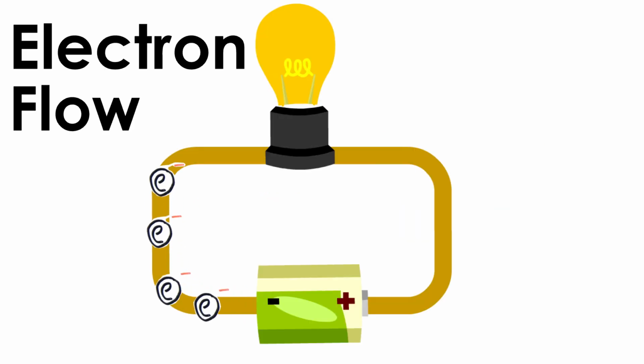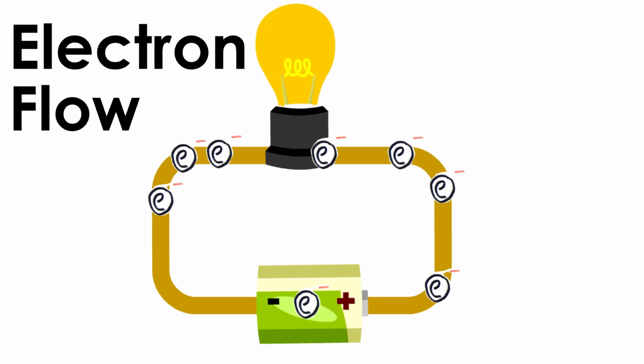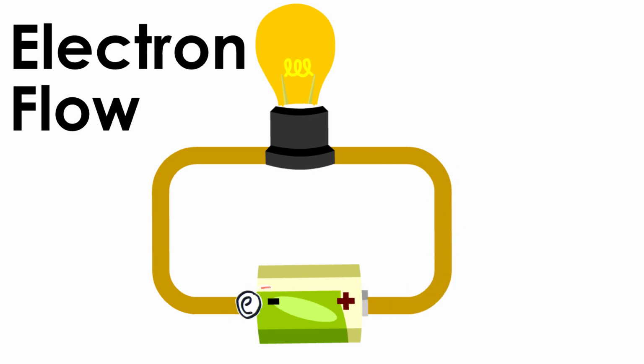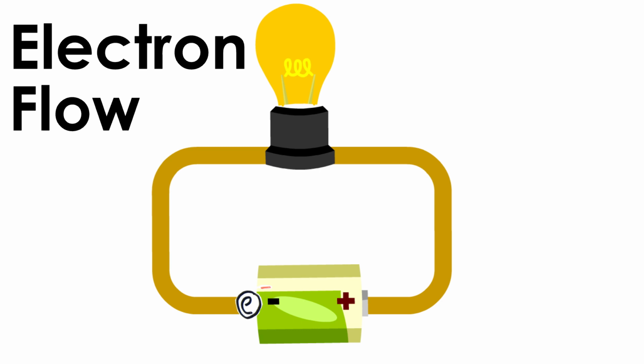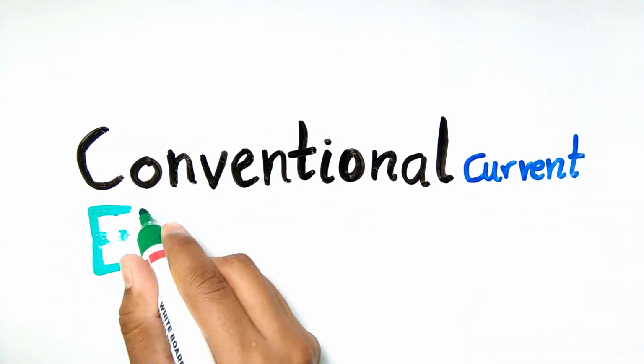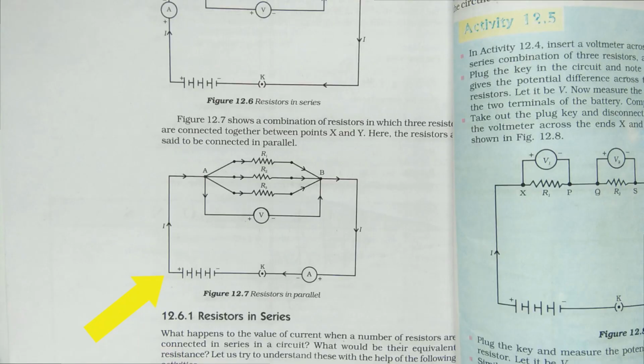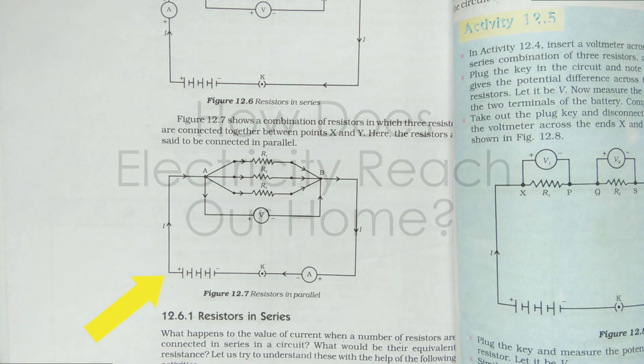The reason we still use this is because it doesn't matter which way the electrons are flowing. As long as the current is used consistently in a course or a textbook, the flow of electrons does not affect what the current does. The NCERT textbook uses the electron current.